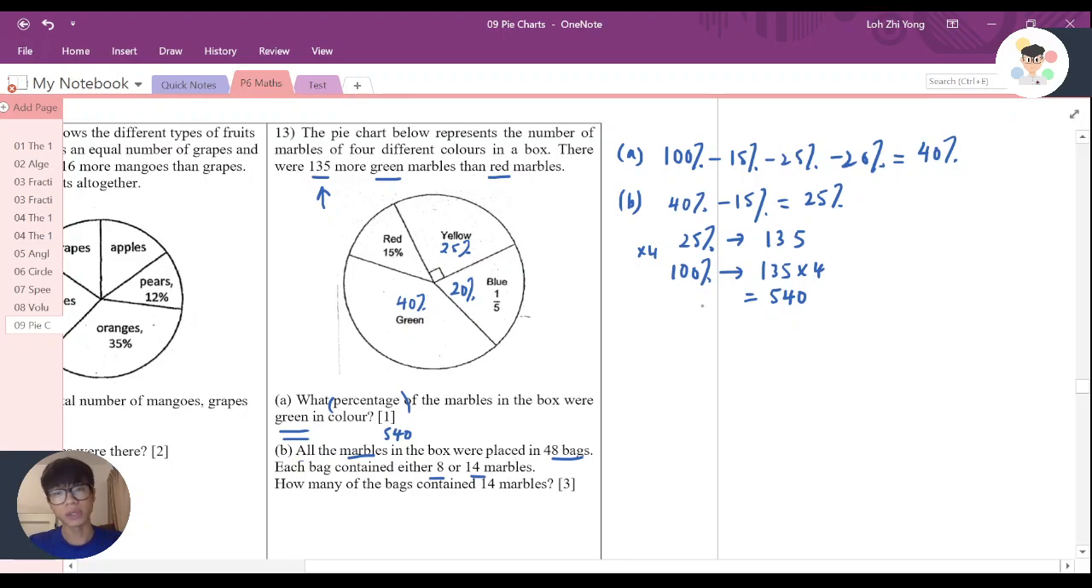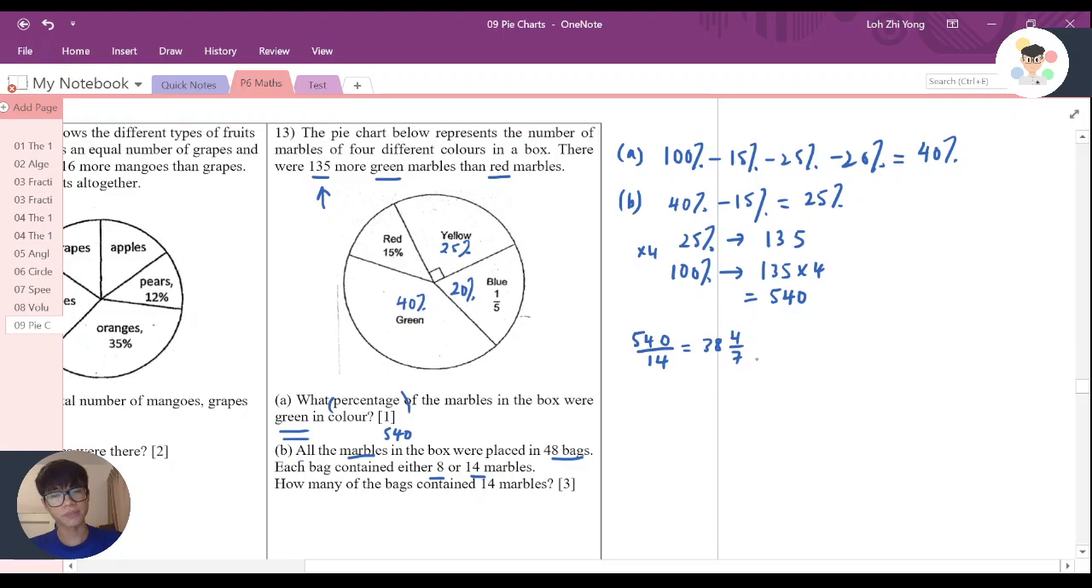So what I would try to do is use 540 divided by 14. I try to put all of these marbles into bags with 14 marbles each. Let's see, is it possible or not? If I press on the calculator for 540 divided by 14, I'll get 38 4/7.